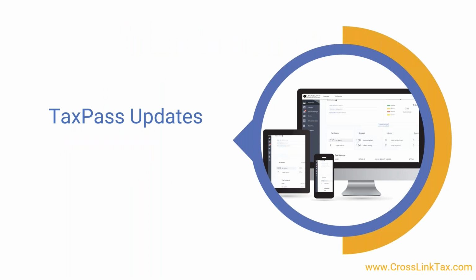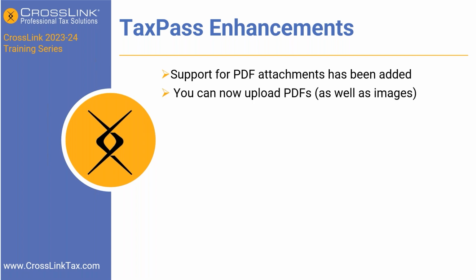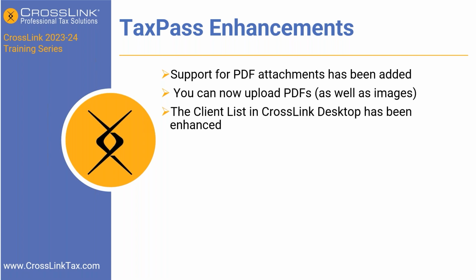TaxPass updates. TaxPass is a mobile website for the taxpayers. TaxPass is something you can market as the ERO. Your tax office can share out a custom link, and your taxpayers can start a tax return and submit their documents to your tax office within the software. Some enhancements have been made for this season: it now supports PDF attachments. You can upload PDFs as well as images, with image files represented as PNGs or JPEGs.